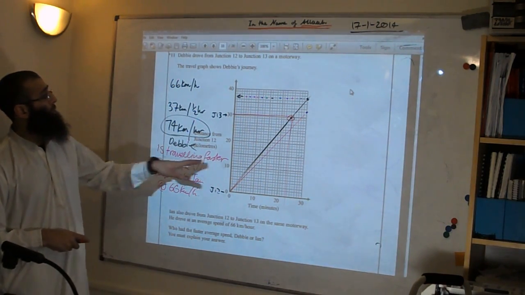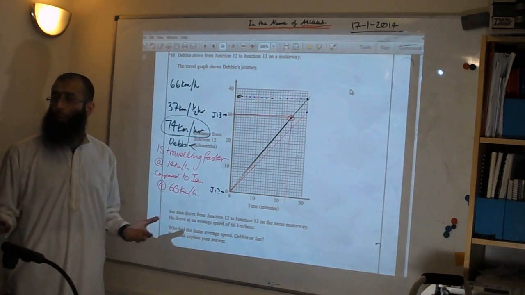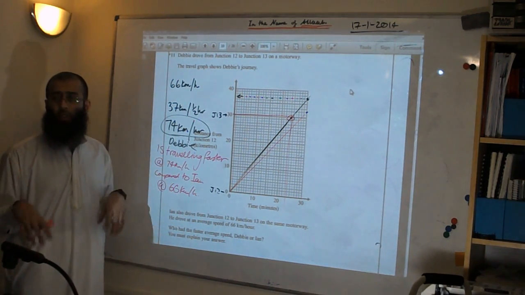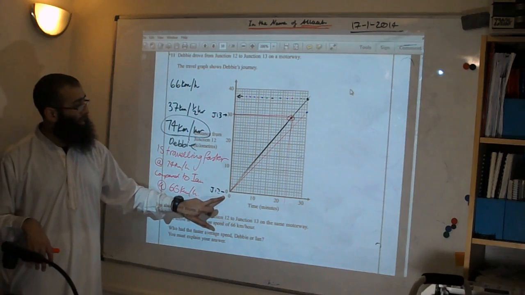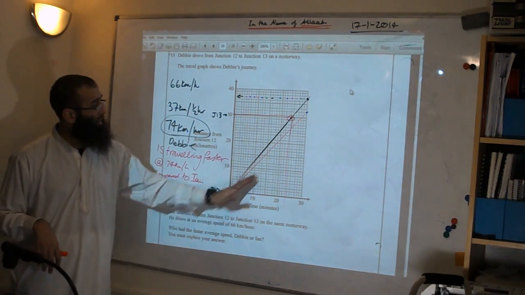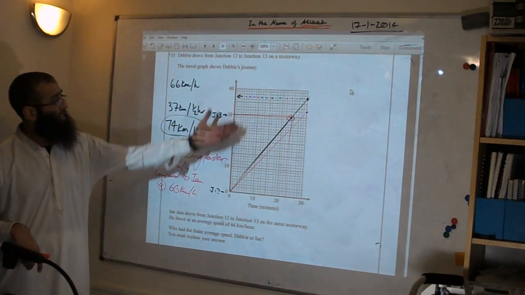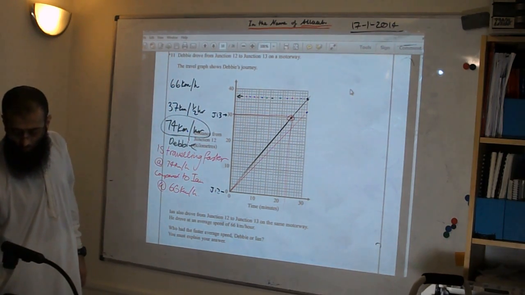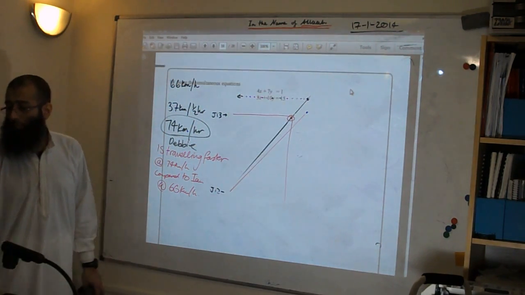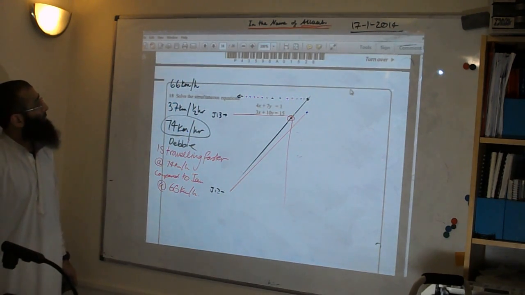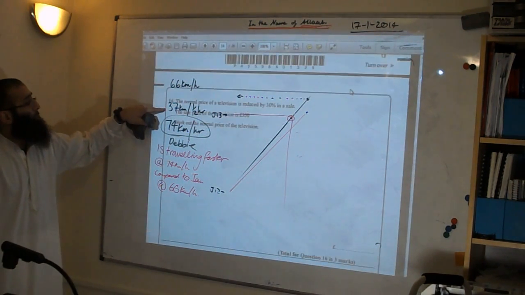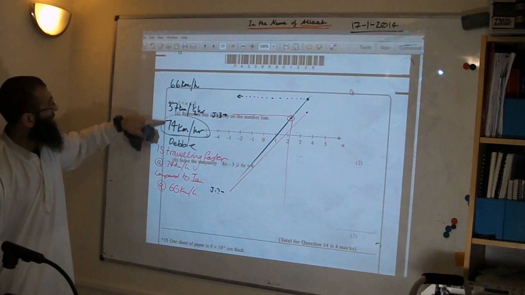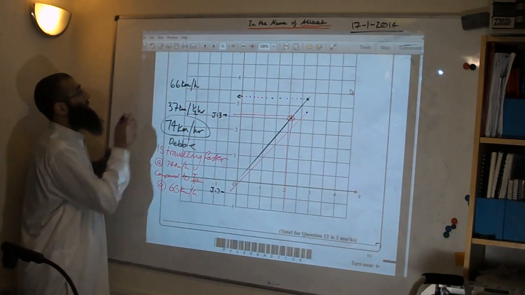So we can work out her speed over the whole hour by extending the line and thinking what speed she's traveling, and then we work out his speed as well, and we can see that his line is below, so she gets there first. That's her speed. Remember, she's doing 37 kilometers per half an hour, so in an hour she's doing 74. This was Debbie.